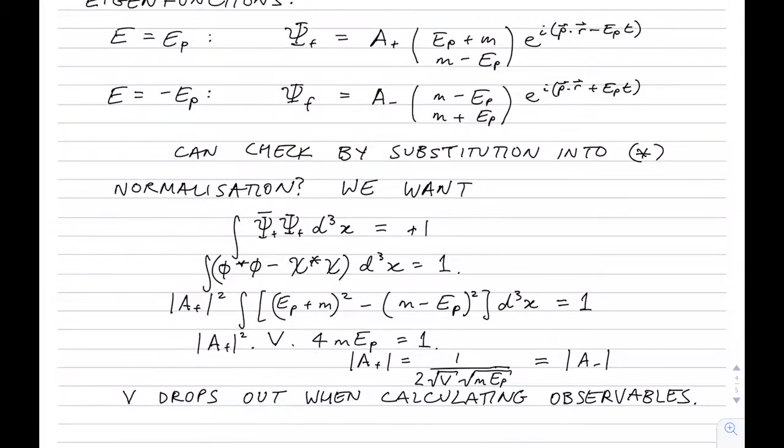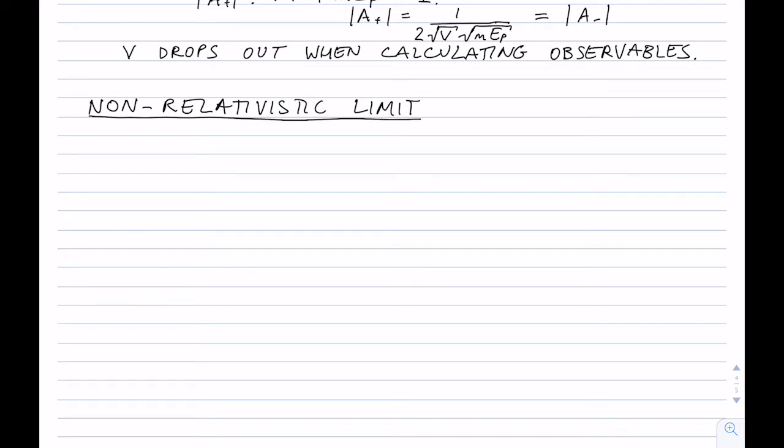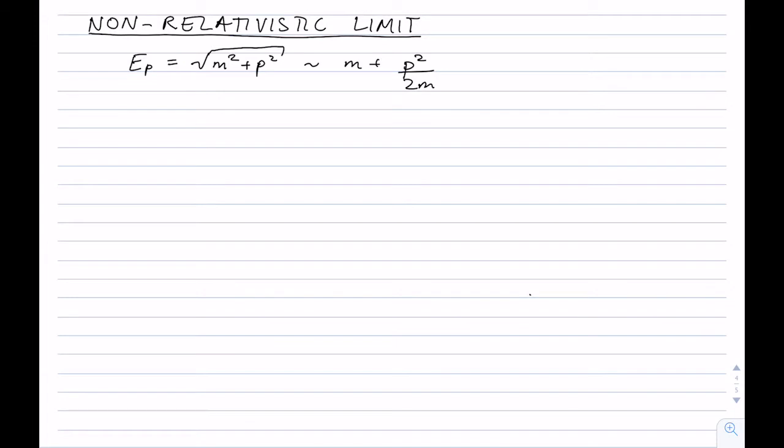So let's go back and have a look at these wave functions. What happens to them in the non-relativistic limit? In the non-relativistic limit, we write EP is equal to the square root of m squared plus p squared. By definition, that is approximately the same as m plus p squared over 2m, and we can do extra terms as we wish. So with that expansion for EP, we can say that m plus EP is something very close to 2m, and m minus EP is something very close to minus p squared over 2m.